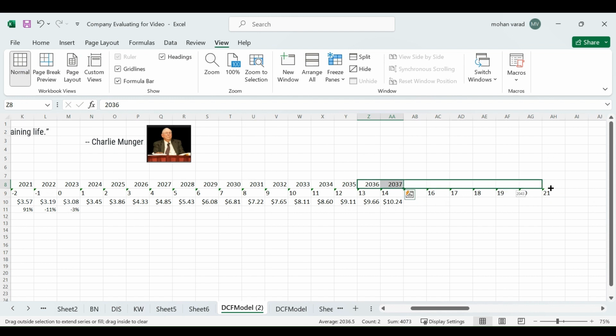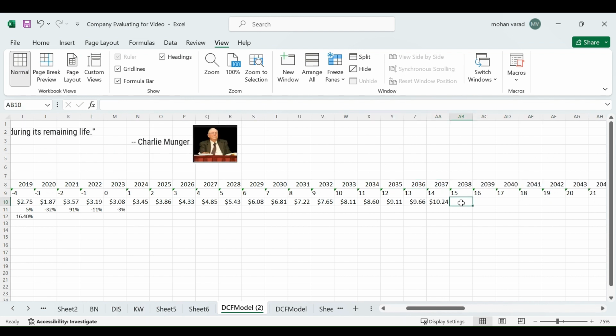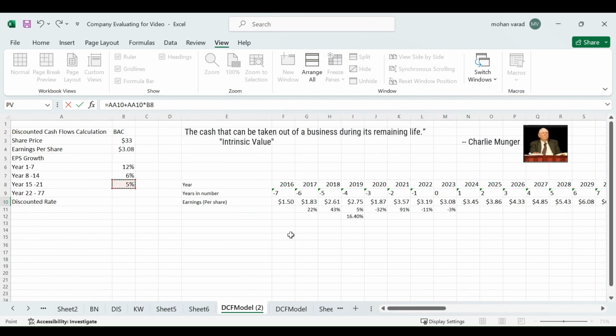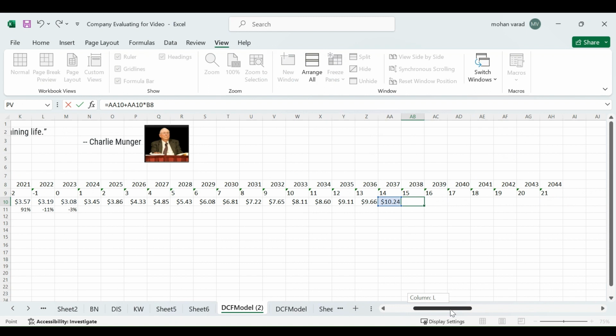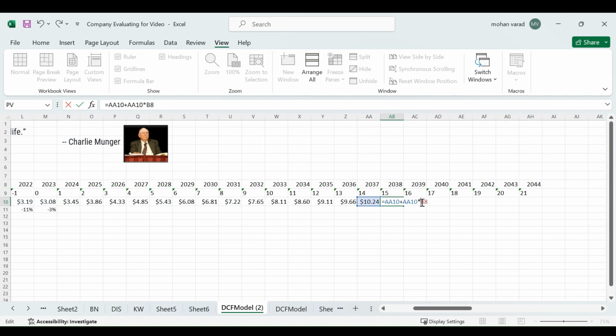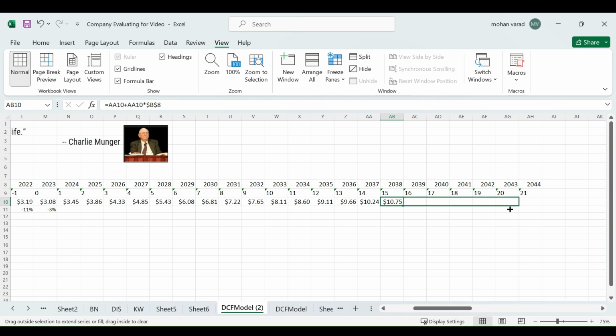Now the value in this field is equal to AA10, that is $10.20, plus $10.20 multiplied by 5%, which is B8, and let's lock it. Lock the field with $B$8, and then drag this all the way to the year 2024, which is $14.41.